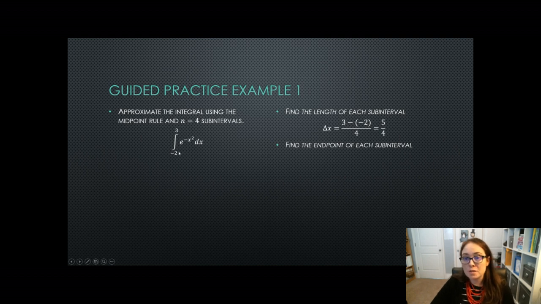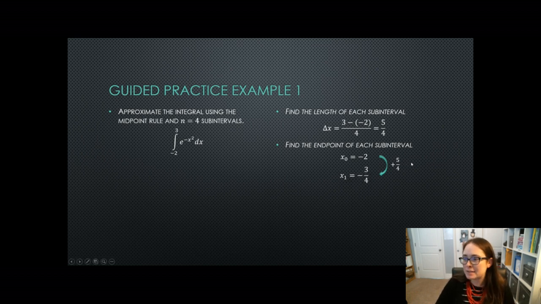And the first one's always going to be your lower endpoint. So -2 is my x naught. And then to get the next xk value, I just add delta x to it. So I'm going to take that 5/4 and add it to the -2. This is where your calculator really shines. Don't bother trying to add fractions by hand. It goes much quicker with the calculator, and you're less prone to make a mistake.